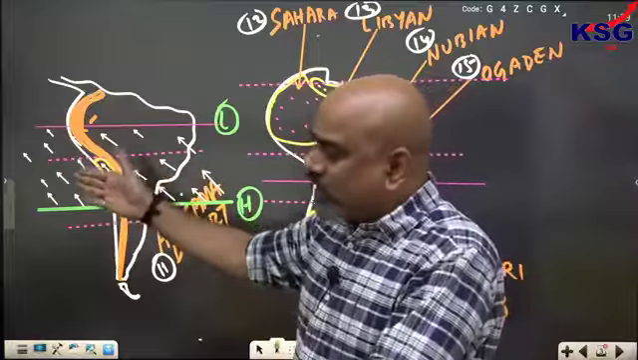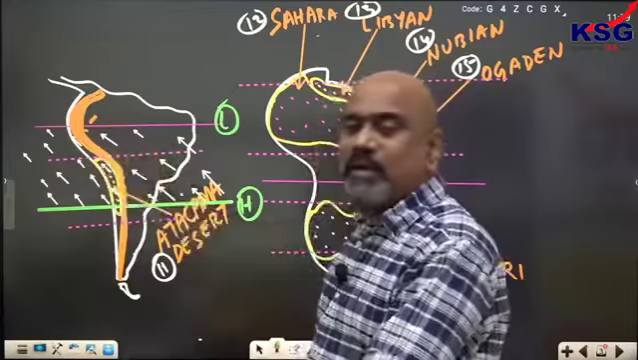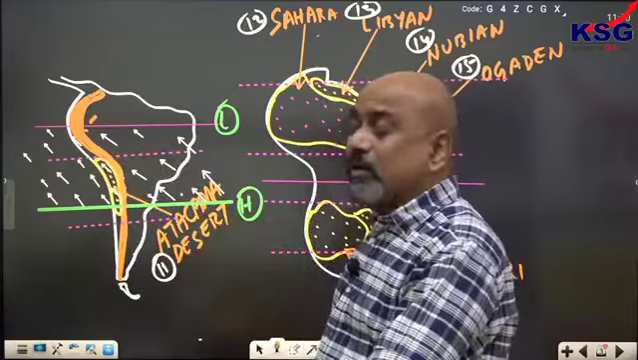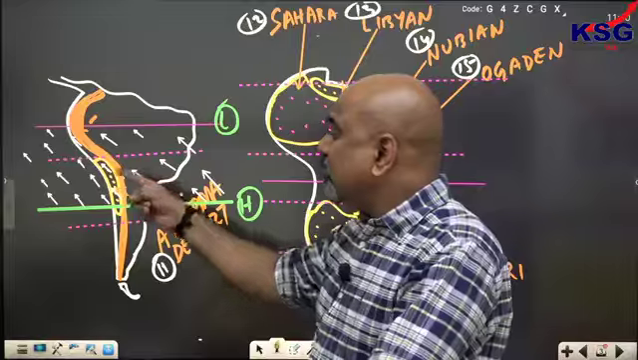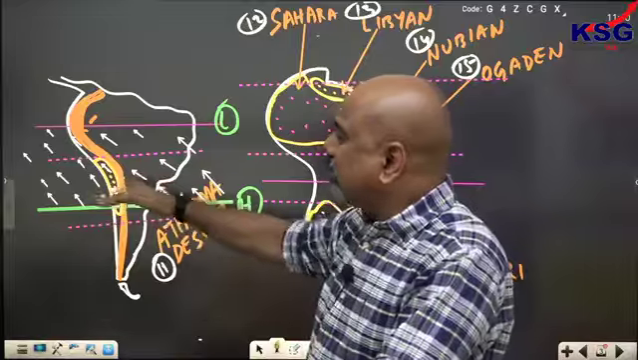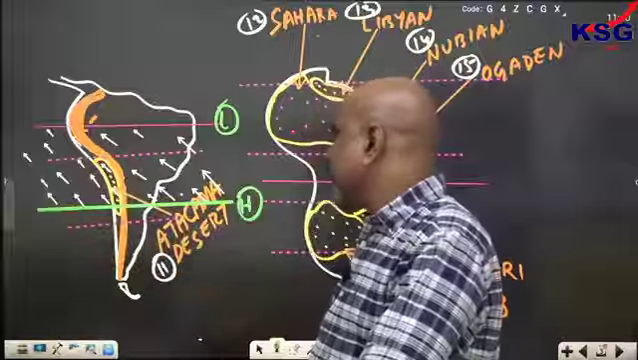Look, a rain shadow area is forming here. There will be descending wind here. So the Atacama desert is a rain shadow desert. And the second one is, you see the high pressure belt. Here the anticyclonic condition is going in this way.